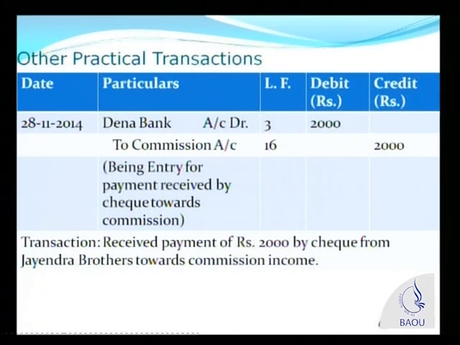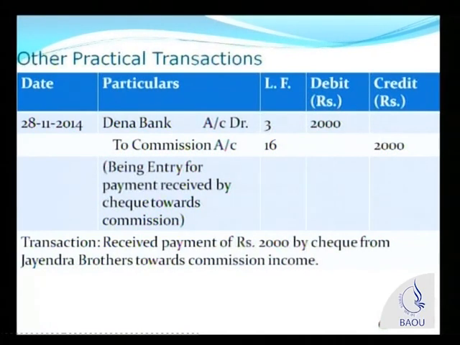Or in other words, Dena Bank account is a personal account. For a personal account, the rule is debit the receiver. Dena Bank is now getting this money. We are depositing check into Dena Bank. Therefore, Dena Bank's account is debited by 2000 and commission income account is credited by 2000.